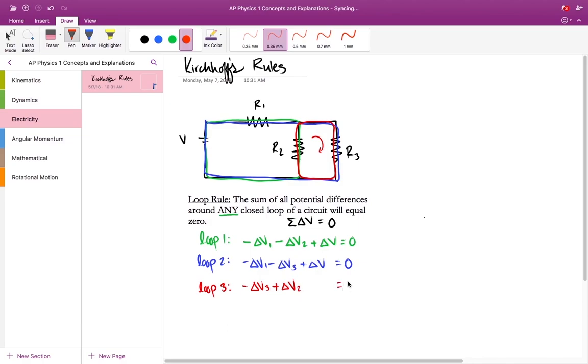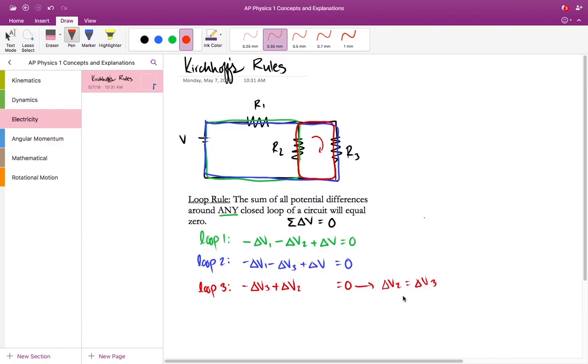And those are equal to 0. Now, what do I see? I could take this a step further and say delta V2 equals delta V3. And in fact, for any parallel branch of a circuit, I'll get this same behavior. I'll do a closed loop around it, and I'll see that the voltages, or the potential differences, are equal.